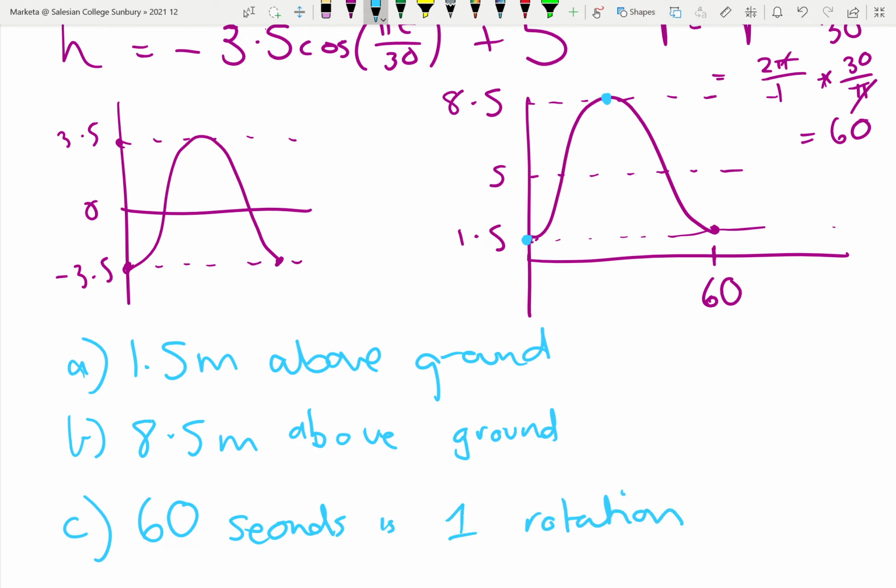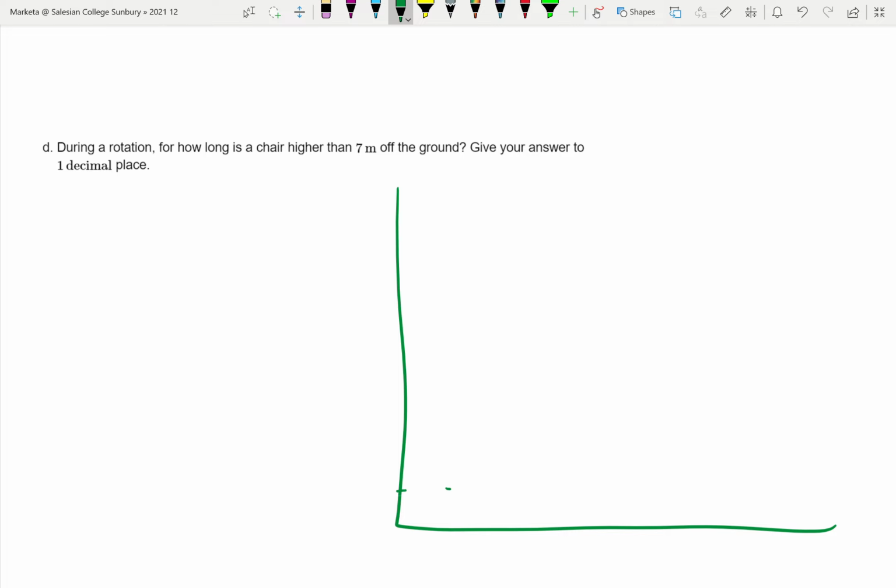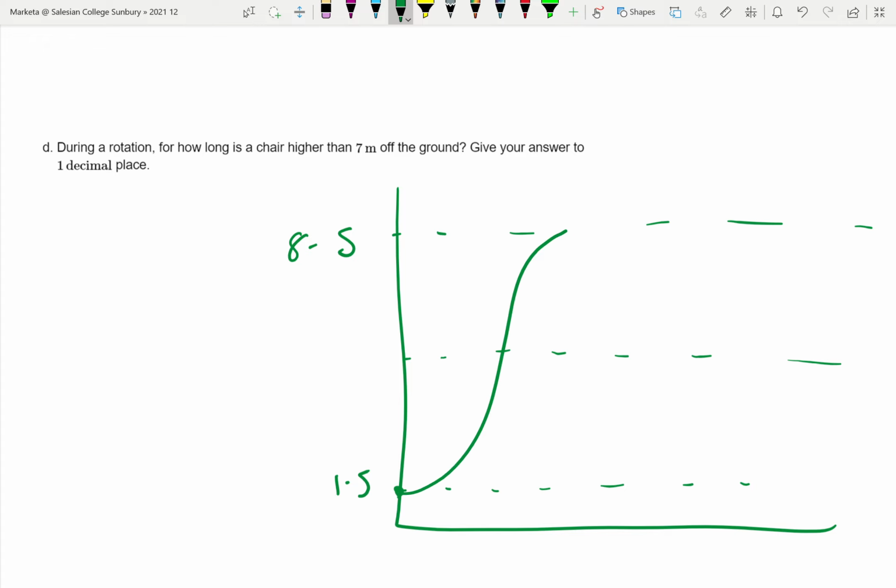So now that we had the graph, we could answer all those really quite quickly. The next part, I think there's one more part. Yep. During a rotation, for how long is a chair higher than 7 meters off the ground? Okay, I'm just going to redraw it down here so it's easier for us to see. And 8.5. And we had this, and there was 60 seconds.